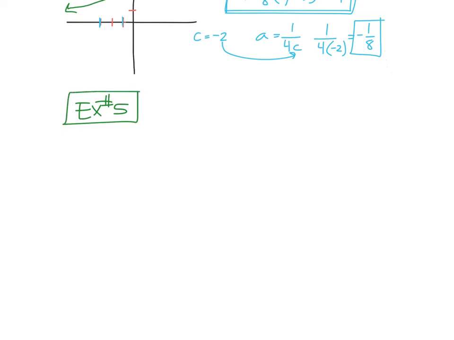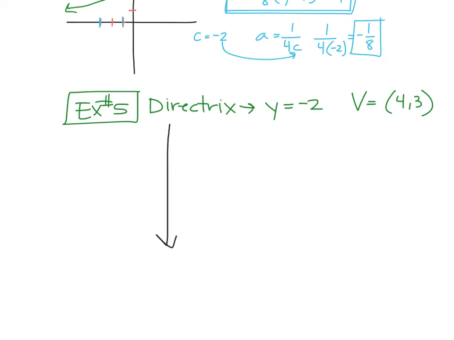Example number 5. All right, let's say we are told that we have a directrix of y equals -2 and a vertex at (4, 3). Okay, so we're going to, again, write the equation. Maybe you try this one. If I were you, I would pause me right now and give it a go. Okay, I'm going to pretend you paused, and I'm going to give it a go, so people aren't sitting around waiting.